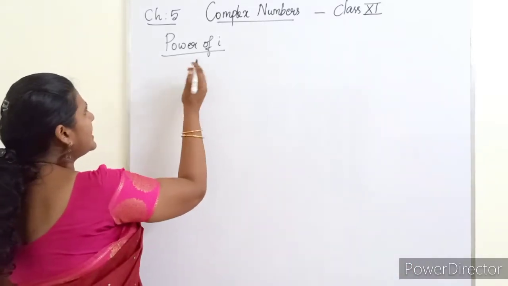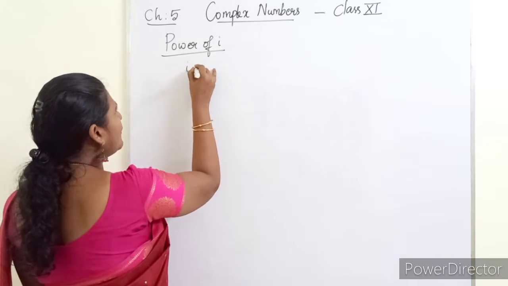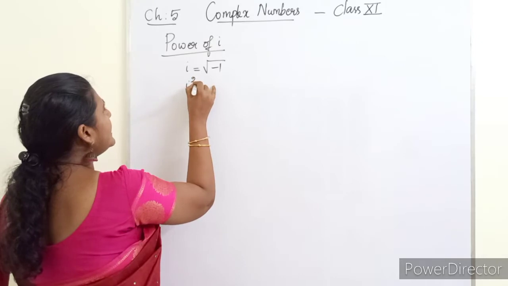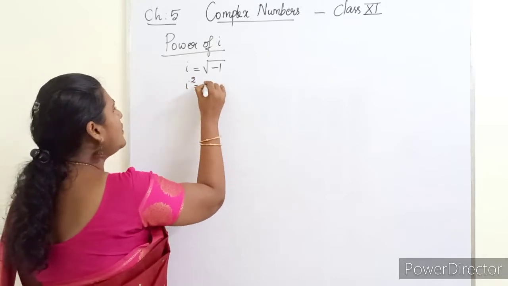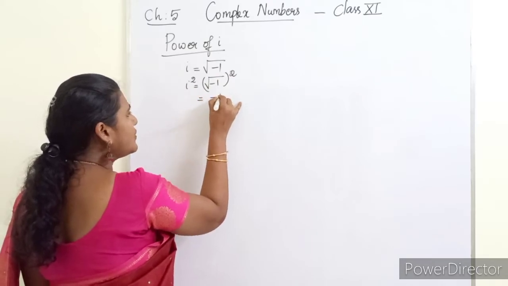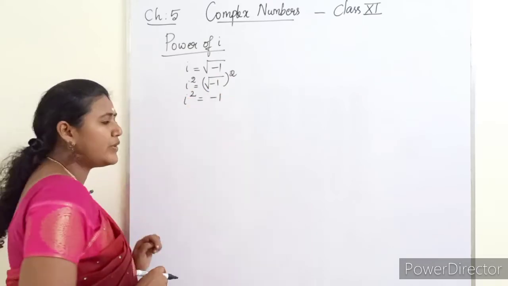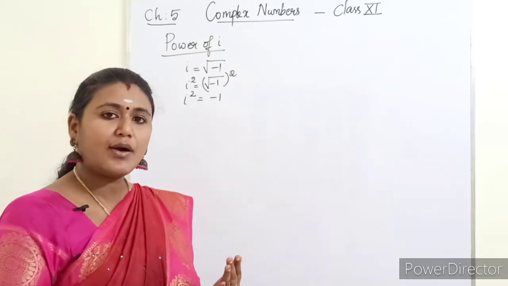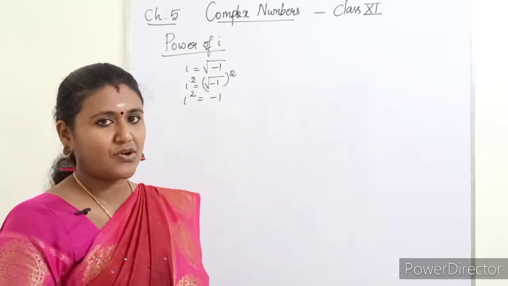In the previous class we discussed that the value of i is equal to root of minus 1, and how to find the i square value. That is, root of minus 1 the whole square, which is equal to minus 1. So the i square value is minus 1. These two we have seen in the previous video. Now we are going to see the other powers of i.